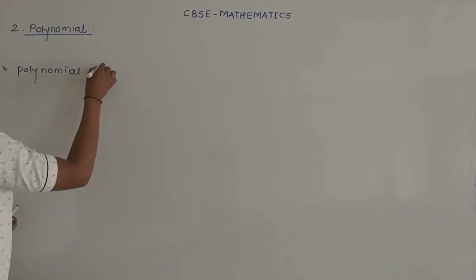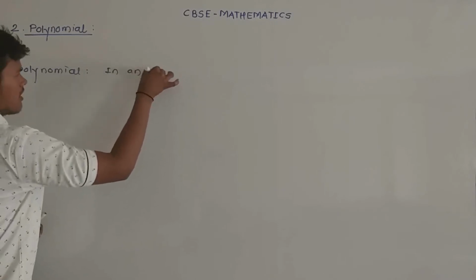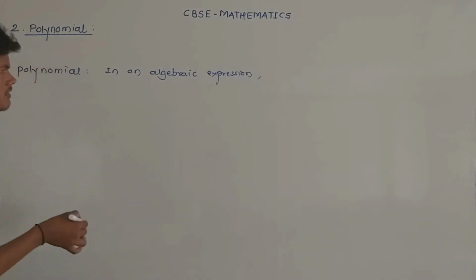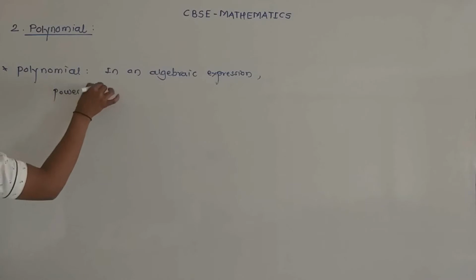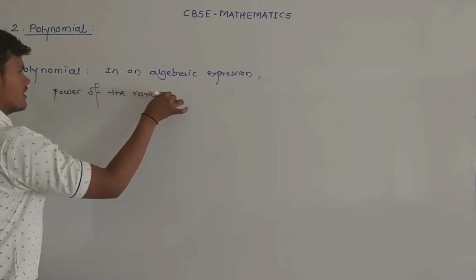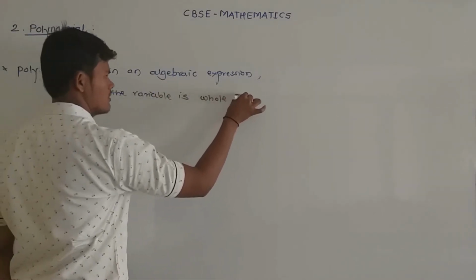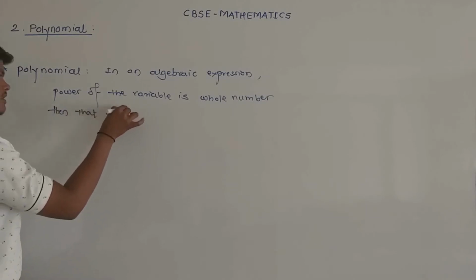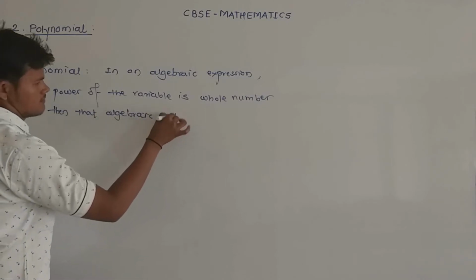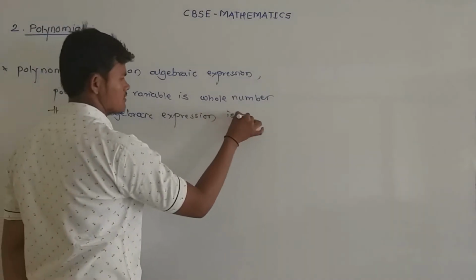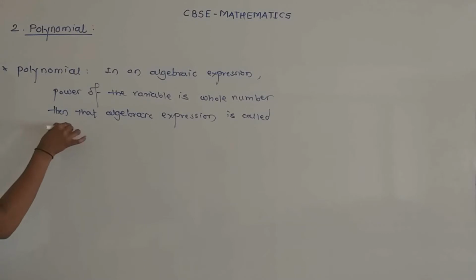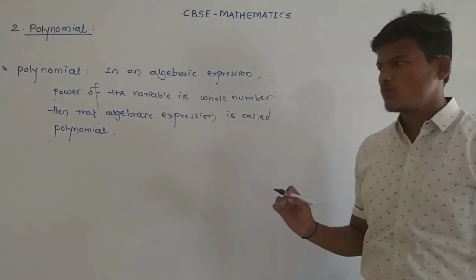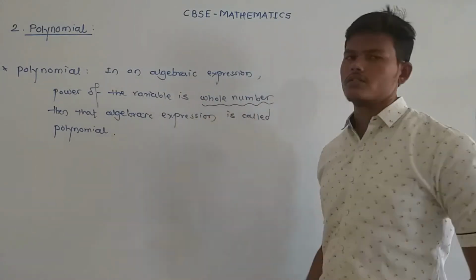So polynomial means what? In an algebraic expression, if the power of every variable is a whole number, then that algebraic expression is called the polynomial.